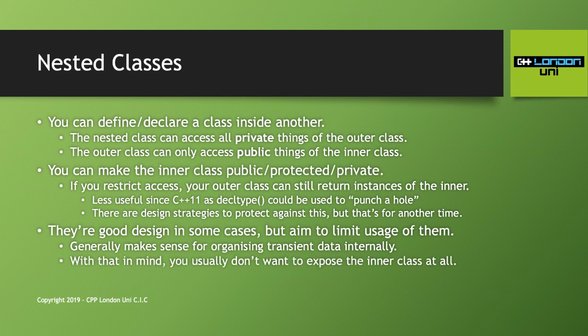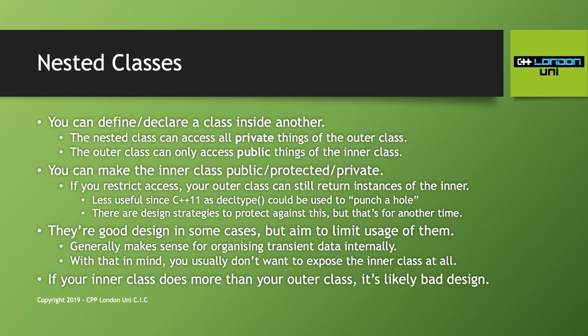And with that in mind, you probably don't want to expose it to anyone. So don't return instances of it, don't make it public, maybe make it protected, depends on your use case. And if somehow you end up in a situation where your inner class is doing more stuff and has more functionality or data or whatever than your outer class, you've probably done something wrong there. You want to go and sit in the corner and think about what you've done.